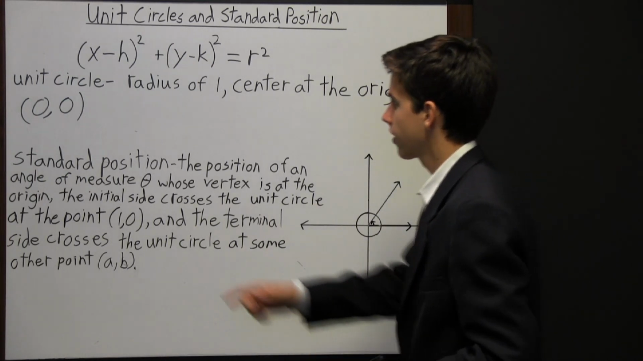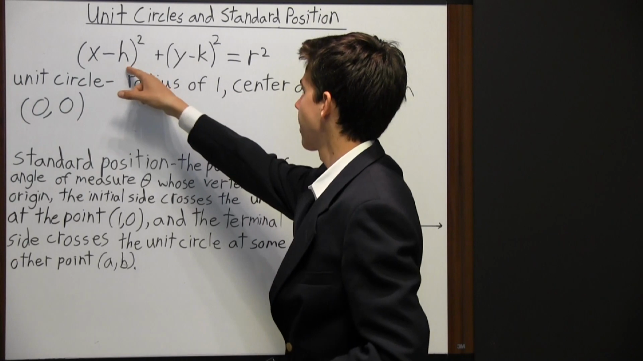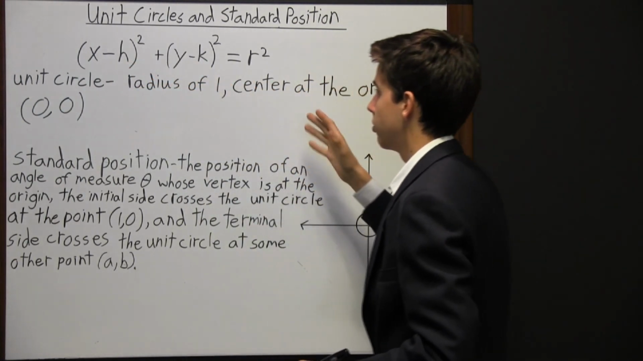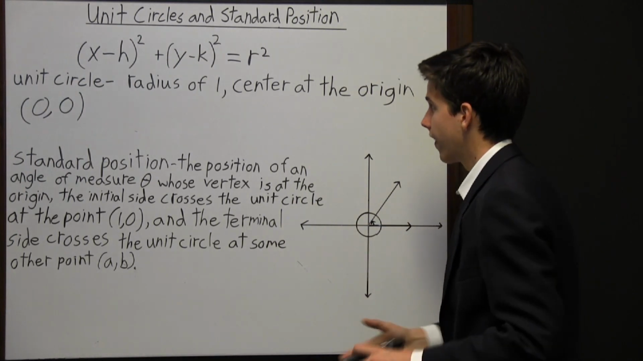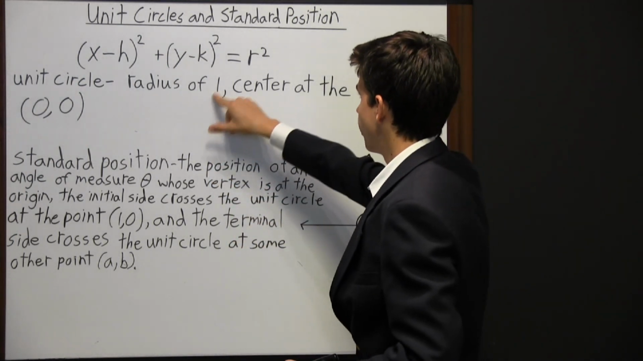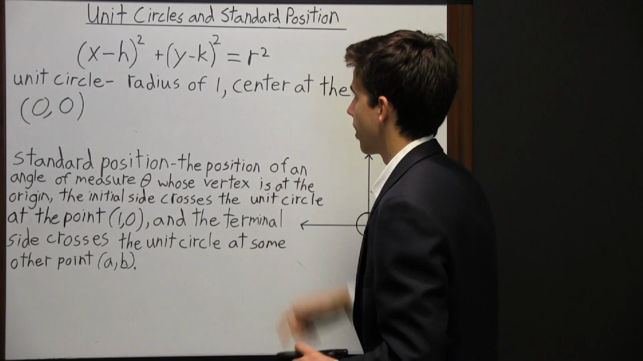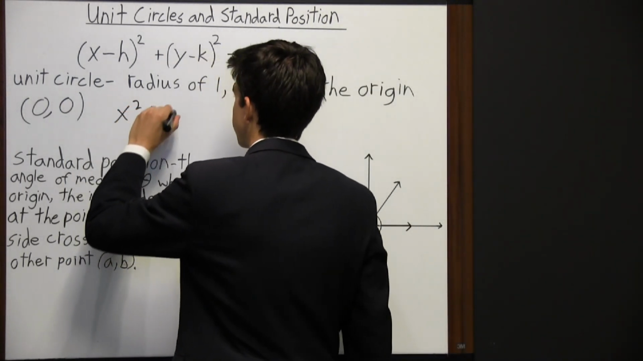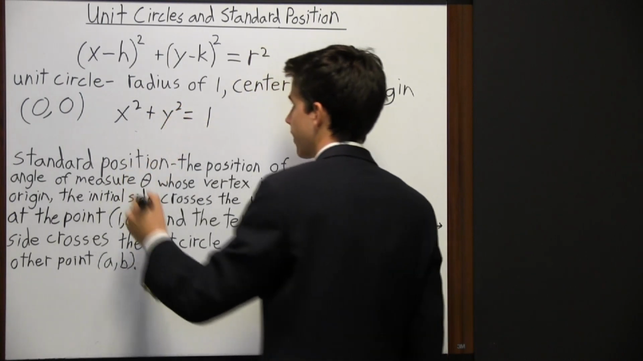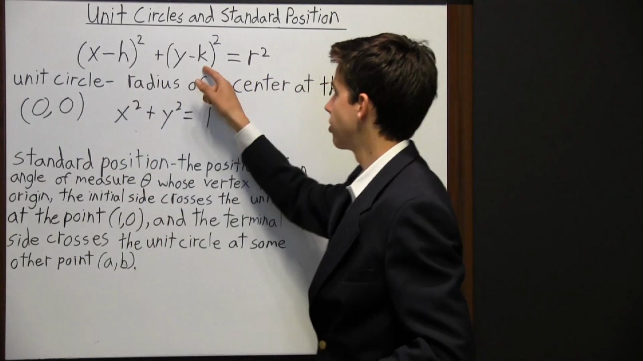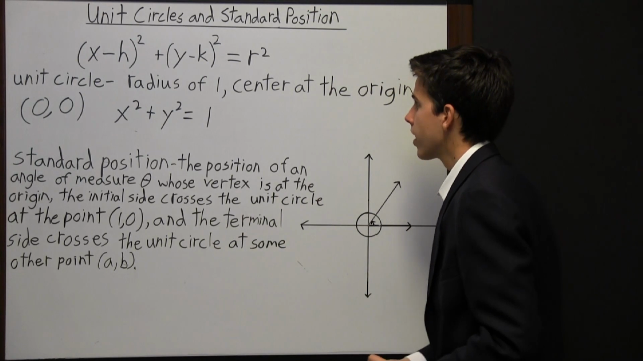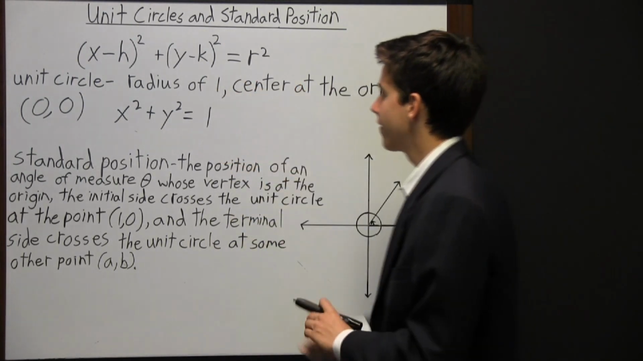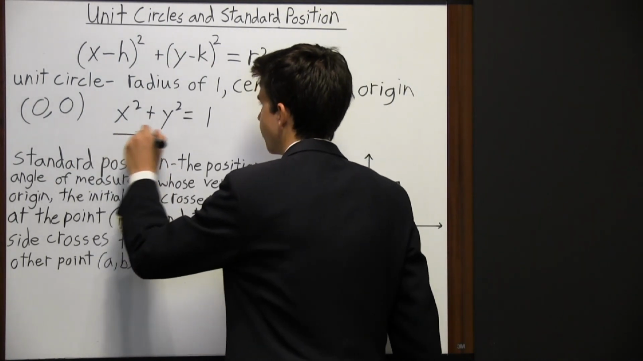If we plug the numbers 0 and 0 into h and k, then we would be able to simplify this equation. Also, the radius is 1, so we can plug that into r right there. We simplify the equation to get this right here, because since h and k are 0, we can take those out of the way, and then we plug 1 into r, we square it, and we still have 1. So this is the equation for a unit circle.